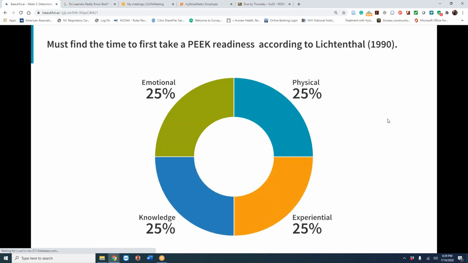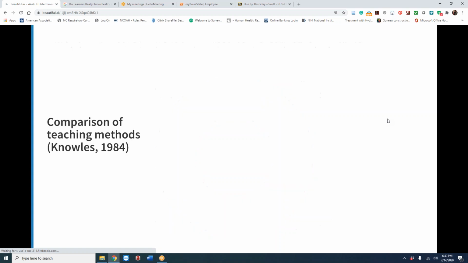But readiness is important. Now, Lichtenthal in 1990 broke it down, and honestly, I don't buy this, but I'm just showing it to you: 25% emotional, physical, knowledge, experiential. Yeah, it's all going to be dependent on the person, right? So you have these four aspects that you have to consider, but somebody might need more emotional support than other people. So this is generically broken down into four equal parts, but the reality is nothing is this pat. Nevertheless, that's the way they presented this back in 1990. I just think we have to consider these things within that concept.